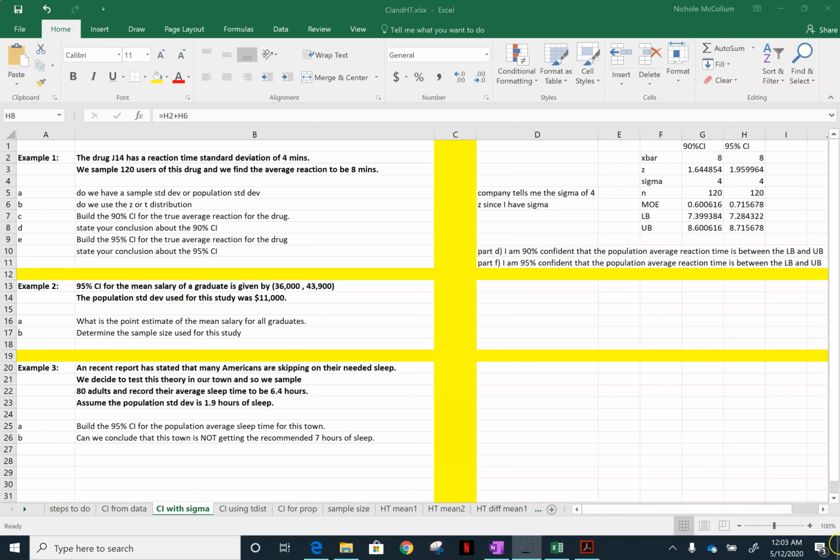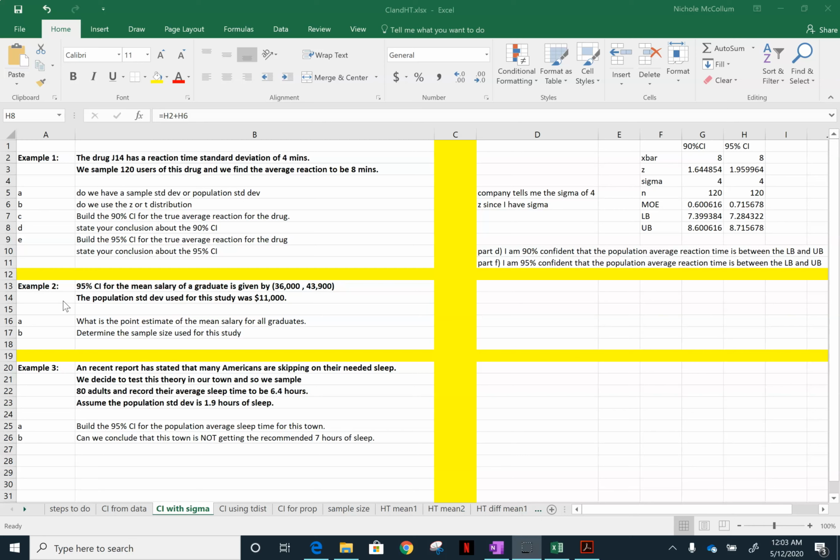All right, we're back. Example 2. Well, example 2 is more of a theory question. So what do we have here? We have a 95% confidence interval. By the way, CI is my abbreviation for confidence interval. Should have said that. For the mean salary of a graduate is between these two numbers.